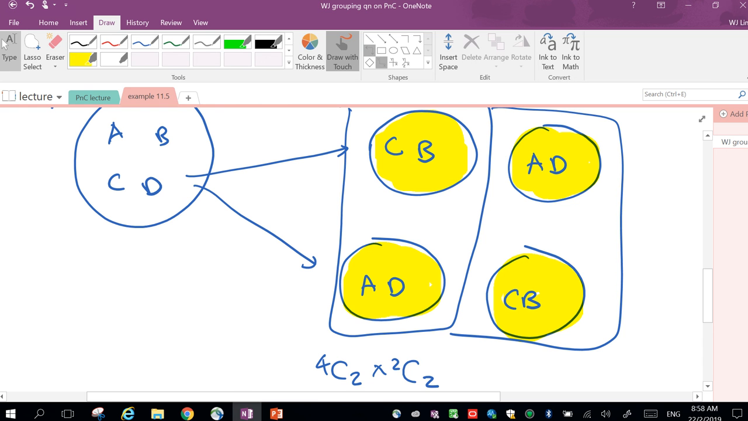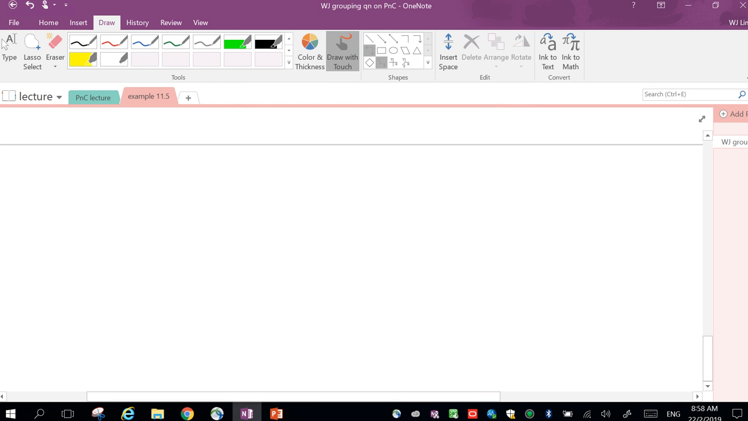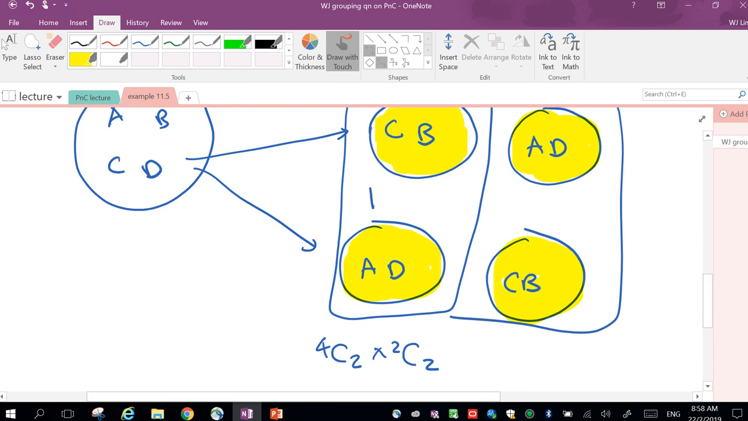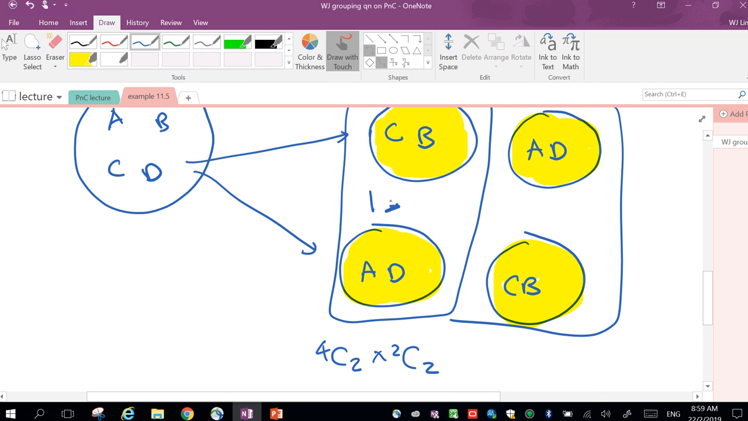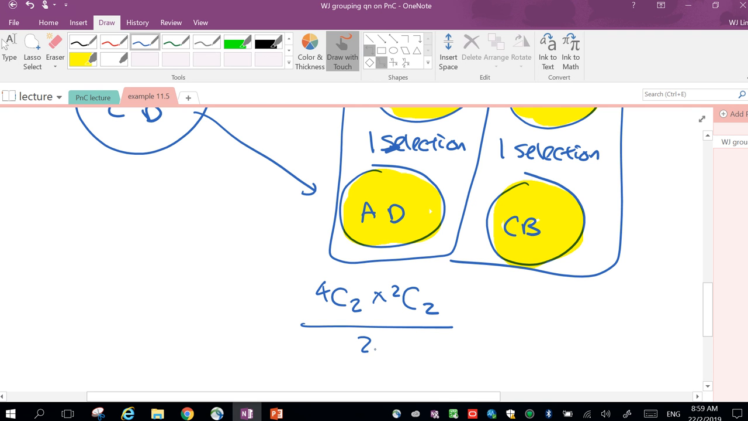What happens if you don't choose C and D first? You choose A and B, which is on the right hand side. You choose A and B, your left is C and D, right? So you count this as one selection. This is another one selection. So you got two, but they are actually one, right? So you double count. So you need to divide by 2 factorial. How do I know why it is 2 factorial? Why not 3 factorial? Why not 4 factorial?